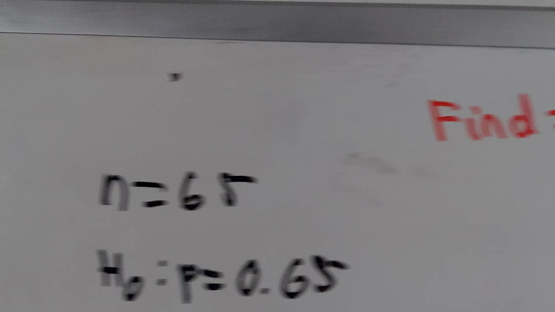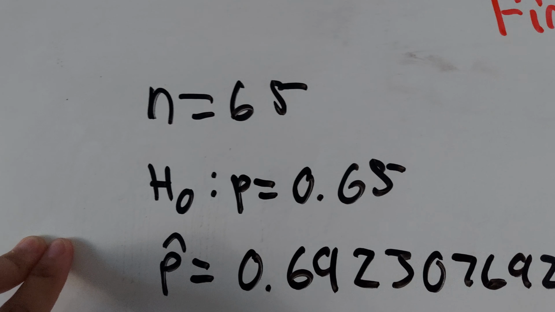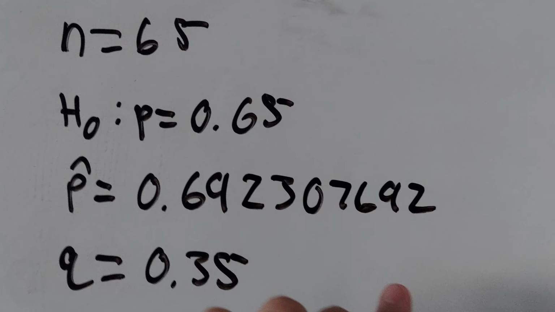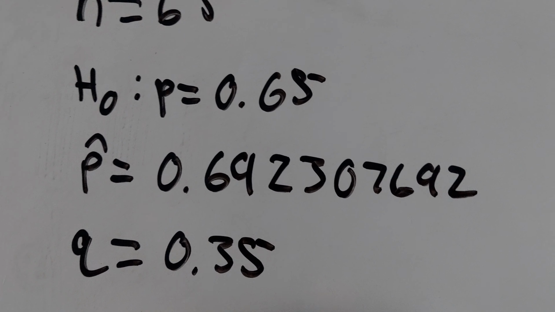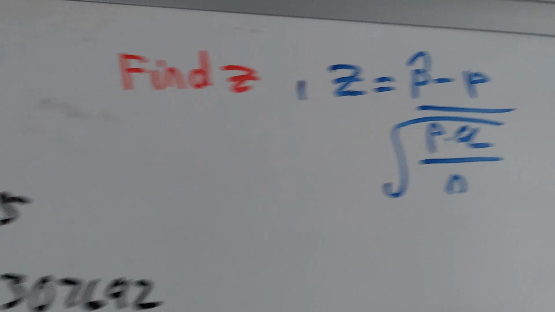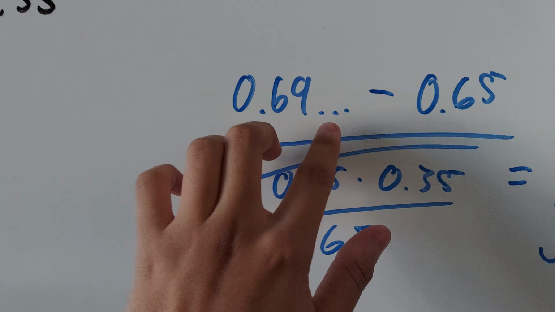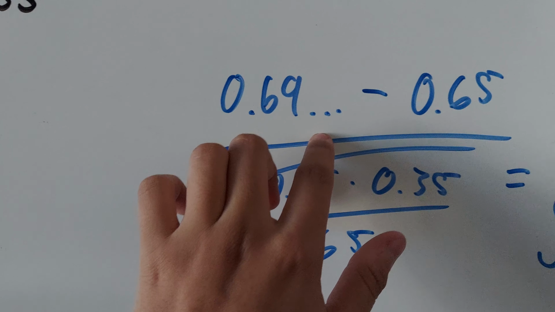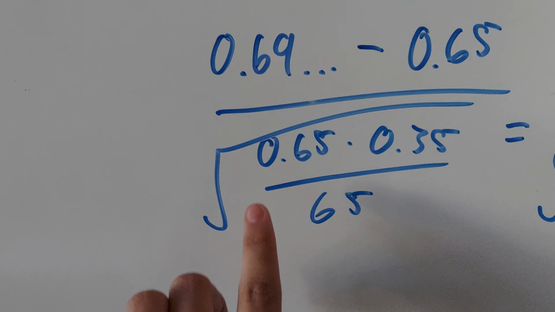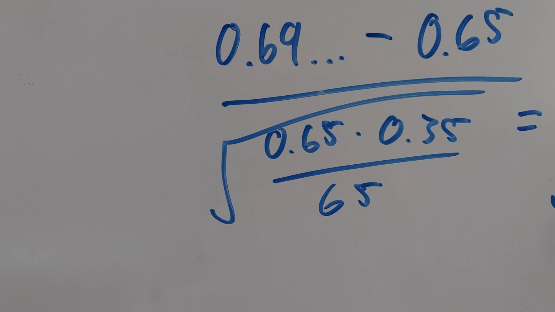Now that we have everything, we have n equals 65, the null hypothesis p is equal to 0.65, p hat is this very long number, and q is equal to 0.35. We're going to be using this formula to find z. And what that's going to look like is like this. 0.69 with some numbers represented by dots, minus 0.65, over the square root of 0.65 times 0.35 divided by 65.